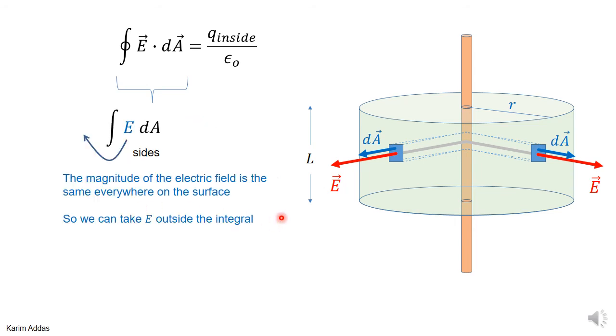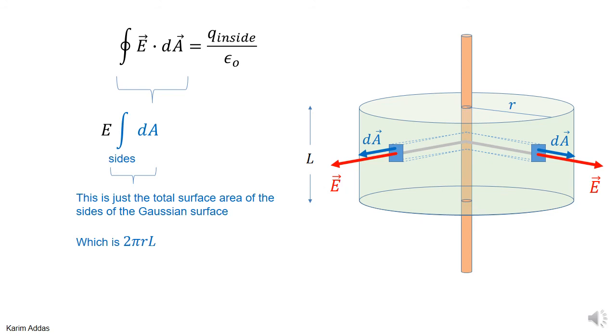The other argument is, if you go anywhere on the surface of this cylinder, the electric field vector, the magnitude should be the same. If I go over here or over here, anywhere on the same radius, on the cylinder, on the sides, at the same radius, the electric field magnitude should be the same from symmetry. So that means that I can take E outside of the integration, and I'm left with integration of dA over the sides.